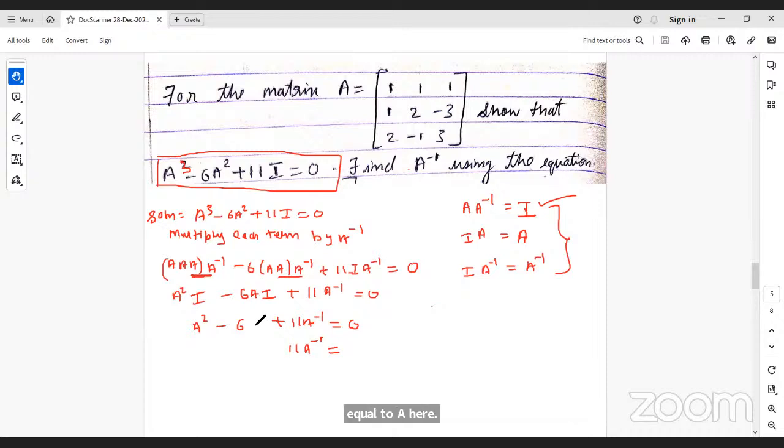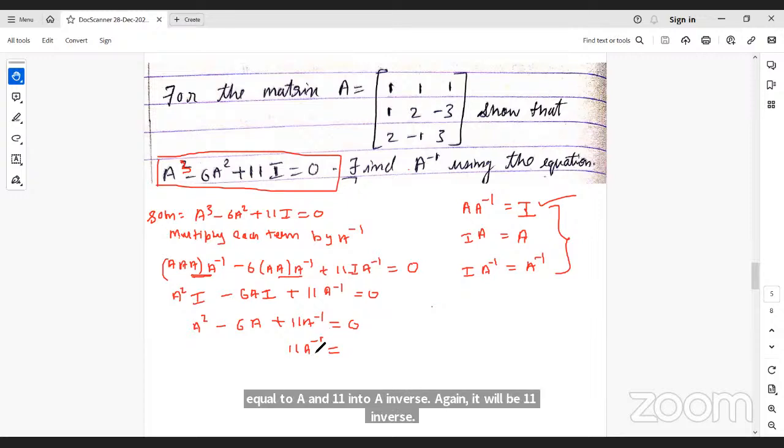So just try to understand once again all these. First we are writing A cube as A into A into A square, A into A inverse, and then I we are multiplying by A inverse. Here we need to make a group of A and A inverse, it will be equal to I. A into A will be equal to A square. Similarly, A you keep as it is, A into A inverse will be I. On simplifying, A square into I, any matrix with identity matrix will be itself, so A square. A into I will be equal to A, and 11 into A inverse is again 11A inverse.